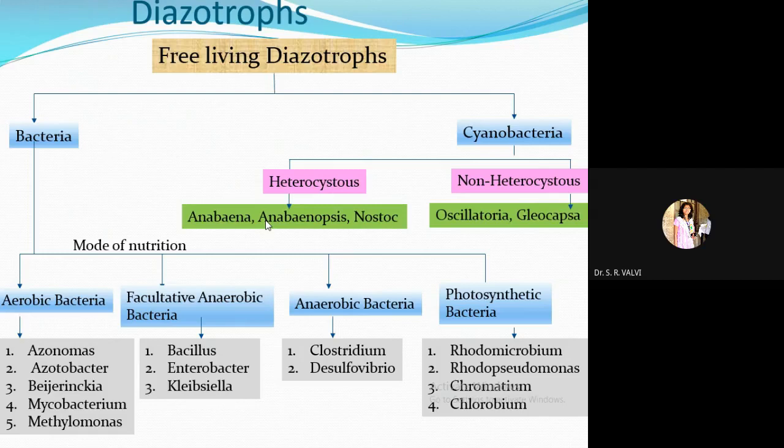These are heterocystous algae, Anabaena, Anabaenopsis and Nostoc, whereas non-heterocystous are Oscillatoria and Gloeocapsa. I have mentioned only the names which are familiar to you. There are many, right? So please do remember at least these. So Oscillatoria and Gloeocapsa are non-heterocystous algae.